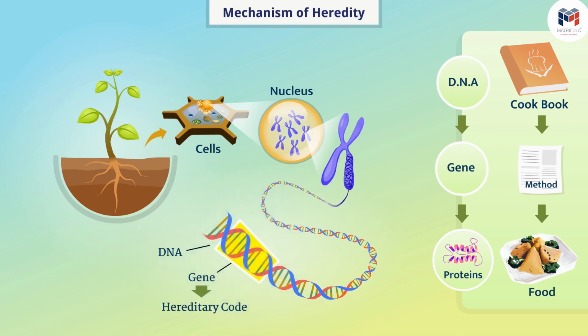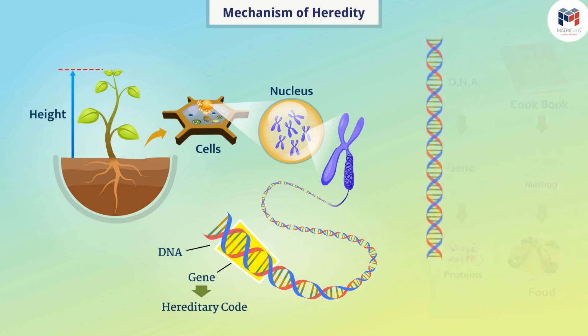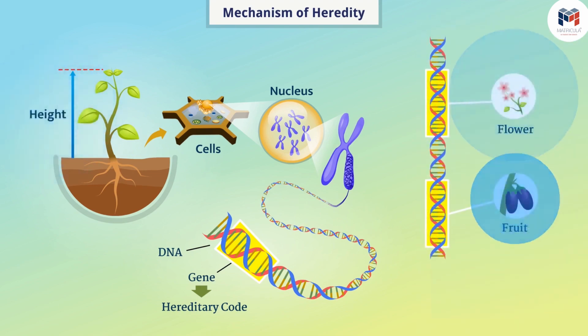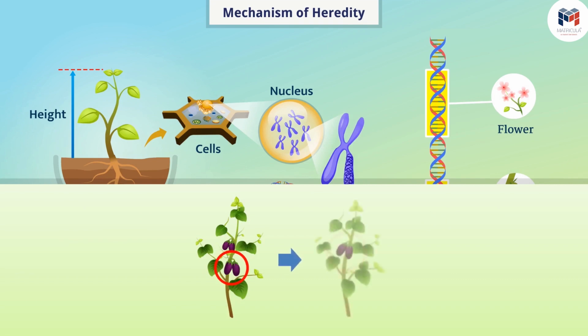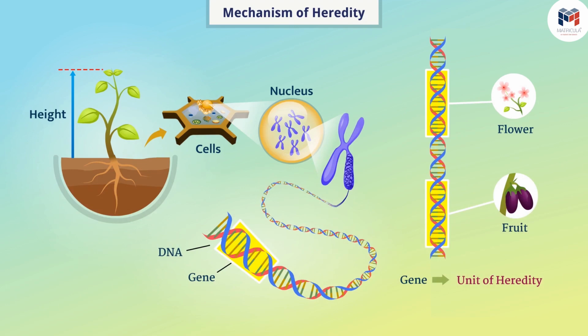The gene of a protein regulates the synthesis of protein and, in turn, regulates the expression of a character. In this way, the expression of traits is controlled by genes. So, genes are called the unit of heredity. The code of every character is stored in the form of genes in the DNA. Therefore, characters are transmitted from one generation to the next by transmitting the DNA through reproduction. That's why we call DNA the hereditary material.